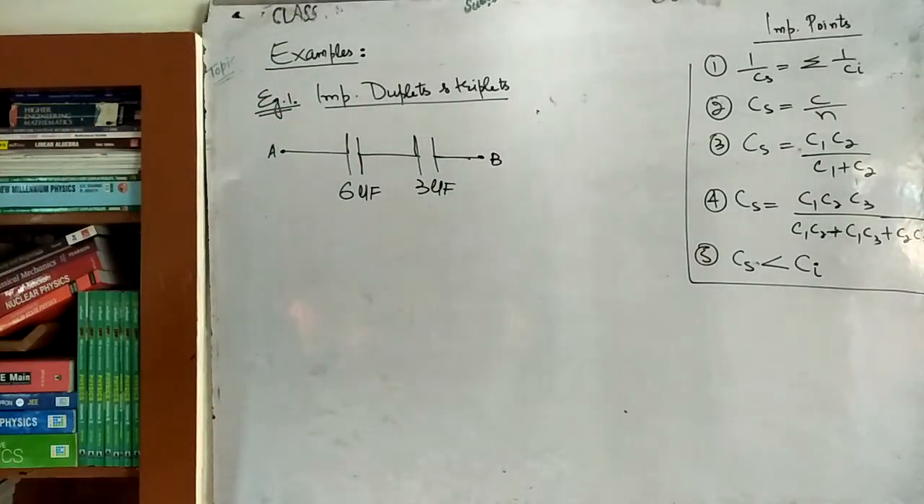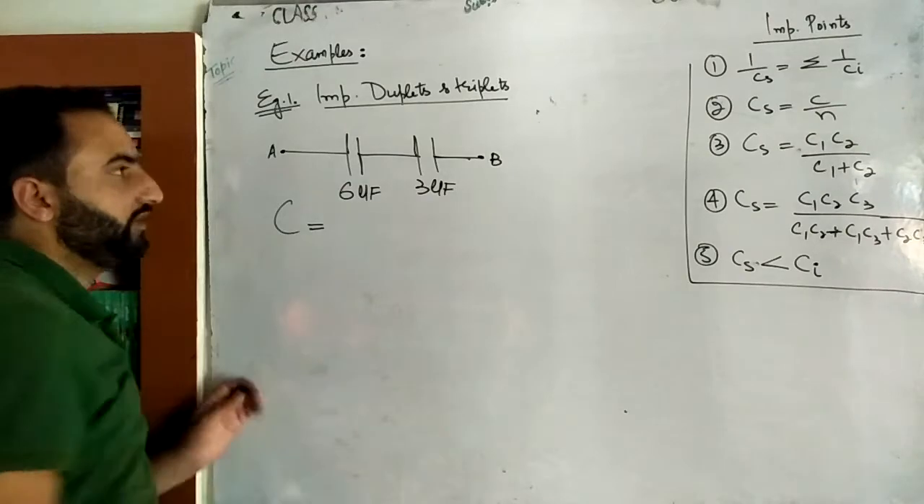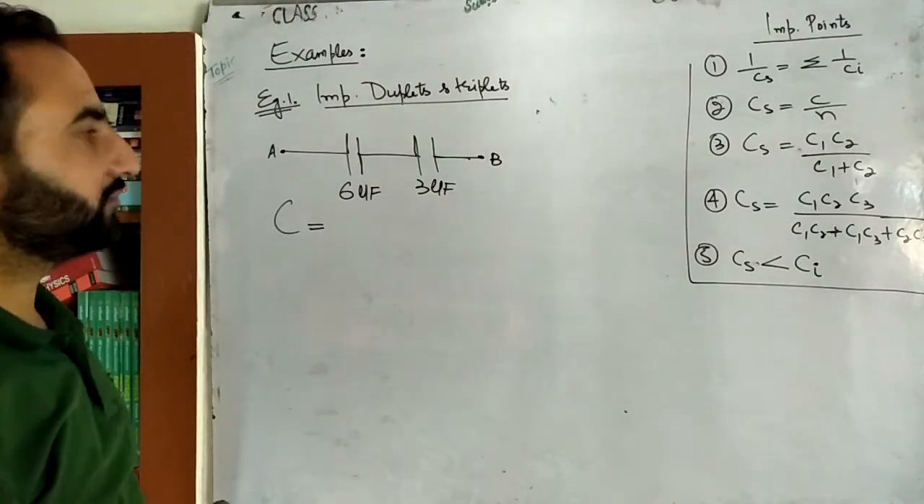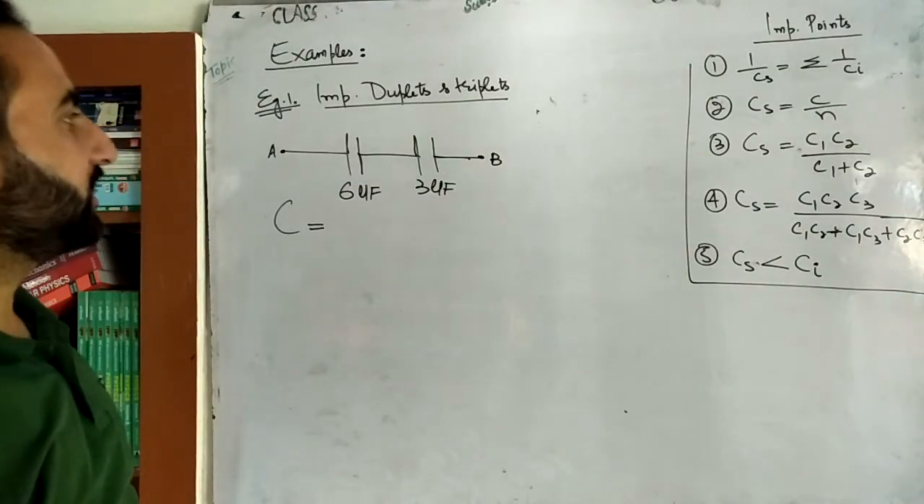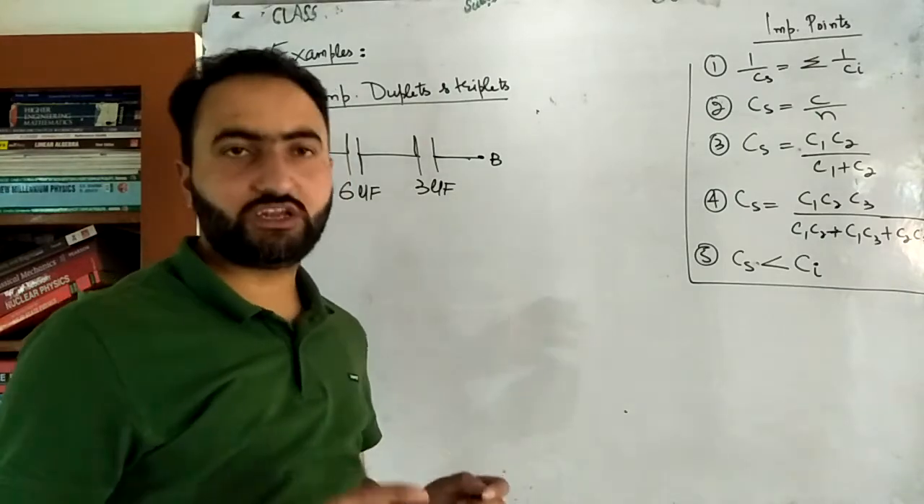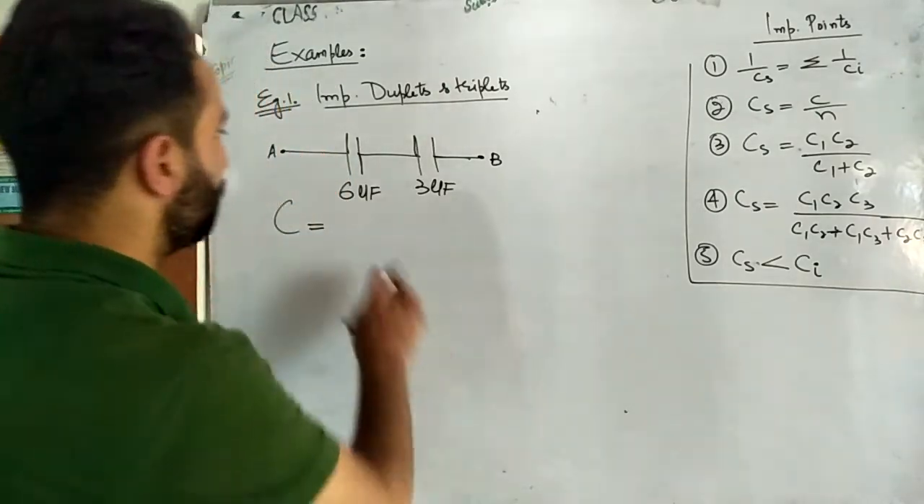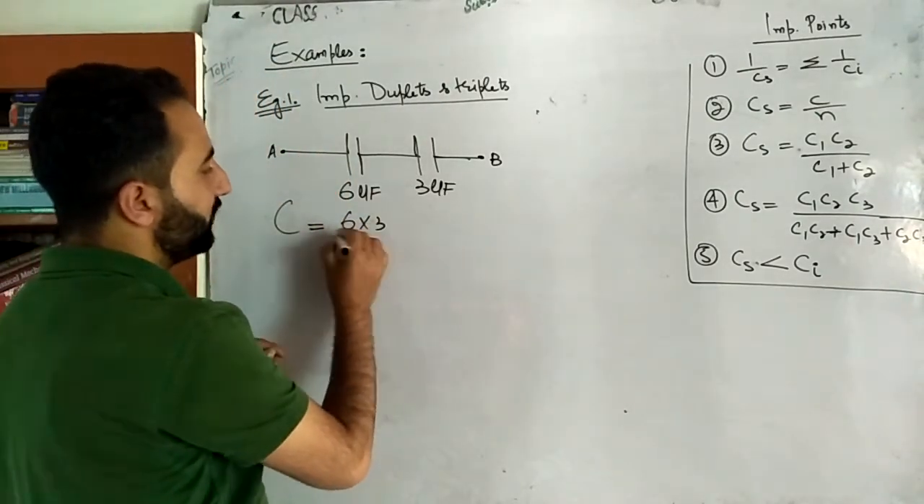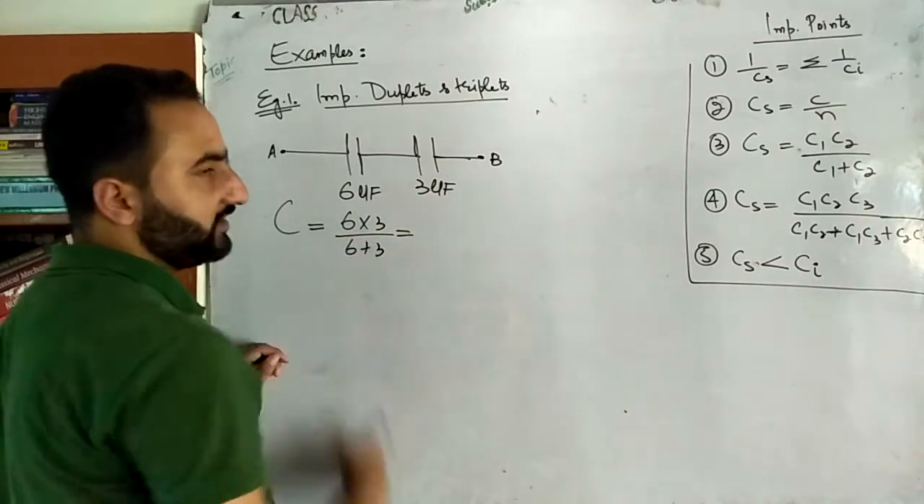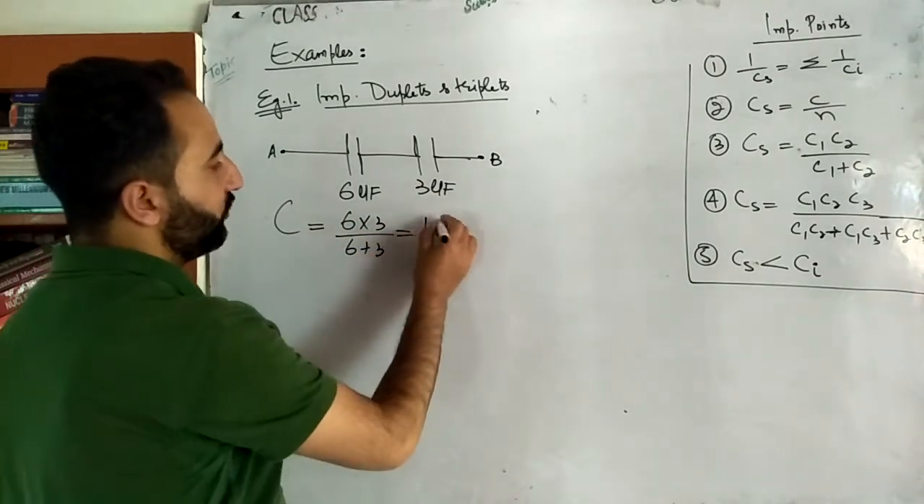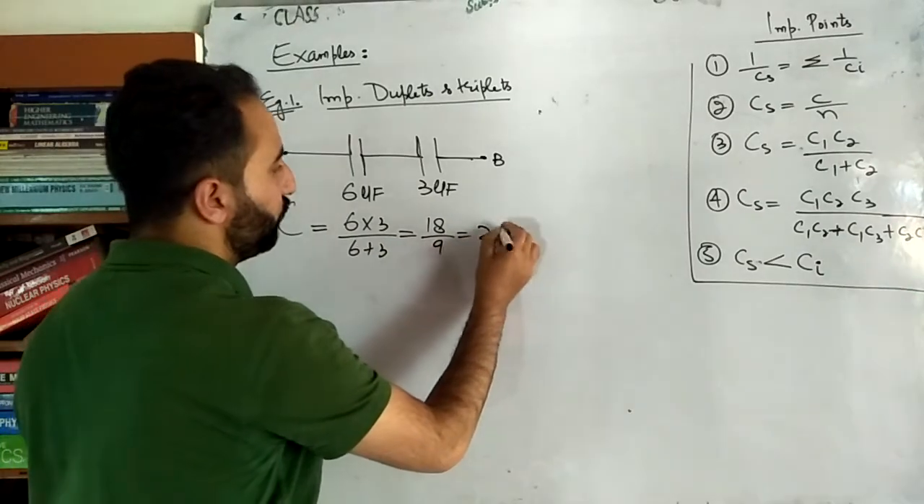Take it beta. So equivalent capacitance C will be product divided by sum, because how many capacitors are there? 2 capacitors. And are they connected in series or parallel? Obviously in series, so it will be product divided by sum. So 6 into 3 divided by 6 plus 3. 6 3s are 18, 6 plus 3 is 9, so 18 divided by 9 will be equal to 2 microfarad.